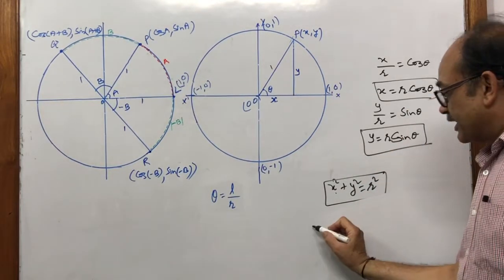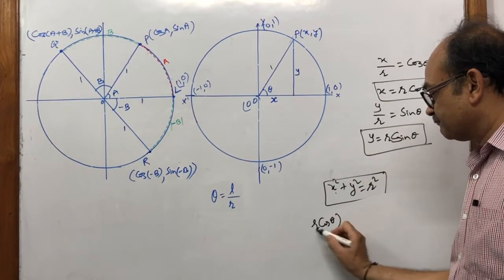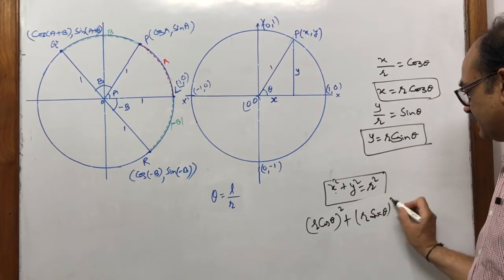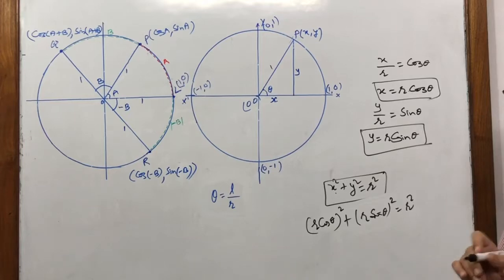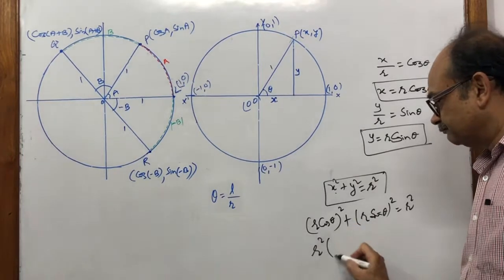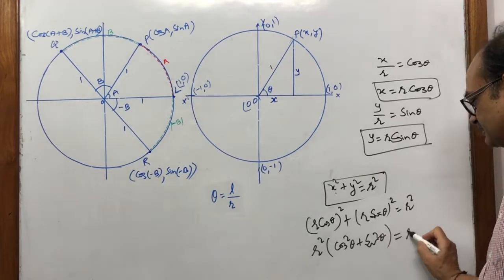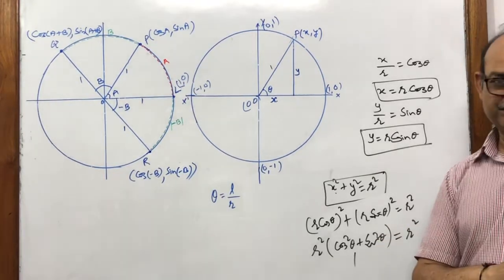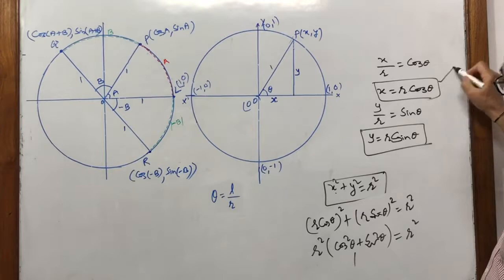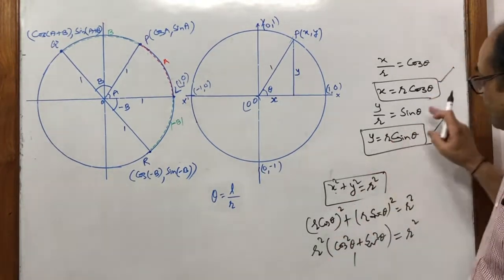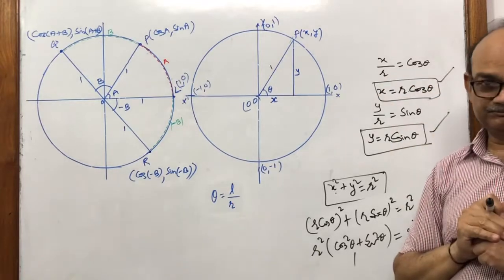See, x means r cos theta, y means r sin theta, and its square. Take r square common. What are we getting? Cos square theta plus sin square theta. Yes, because it is 1. So these points are said to be parametric points, parametric coordinates of a circle.